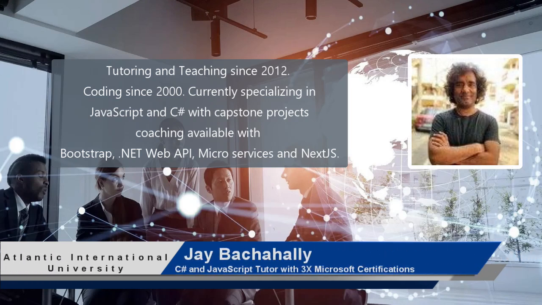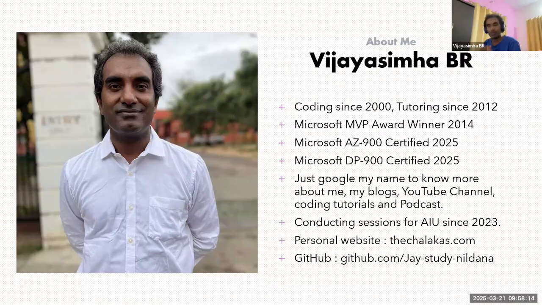My name is Jay. My full name is Vijay BR. I've been coding for a long time, and of course, I've been teaching since 2012. I have a Microsoft MVP award from 2014, and I am certified in Azure and data fundamentals, which you can see there. And as always, I have my personal website there and GitHub account. Make a note of it, all the code, anything, you can go ahead and find that there.